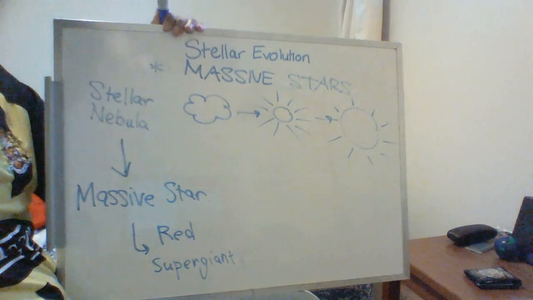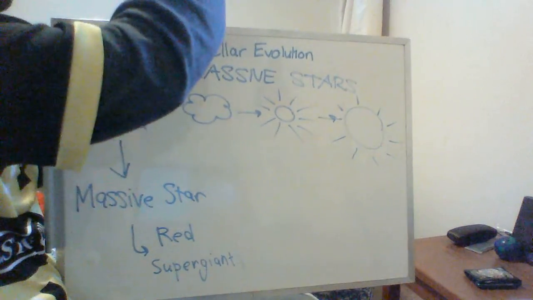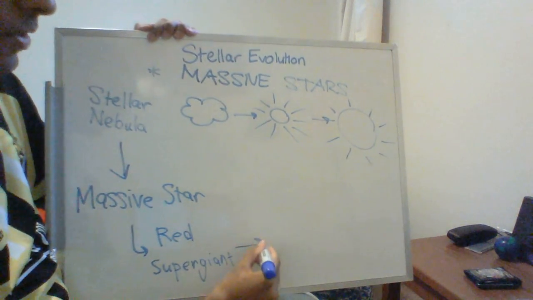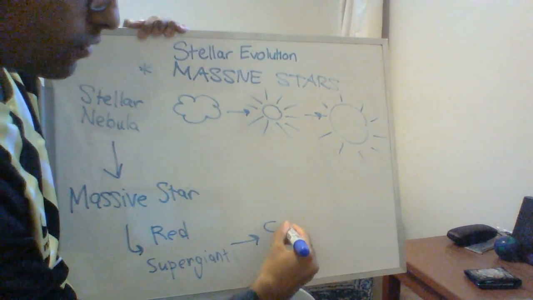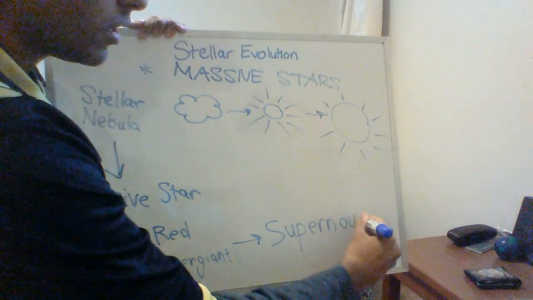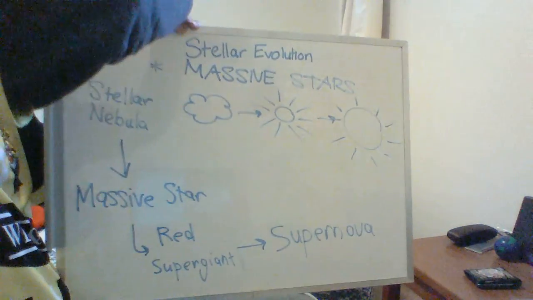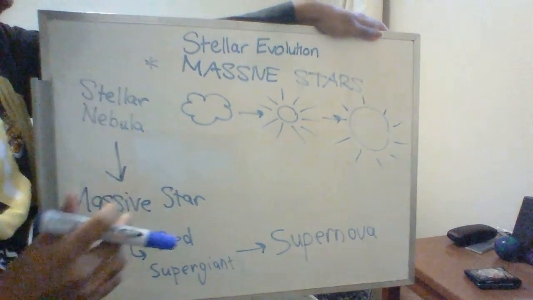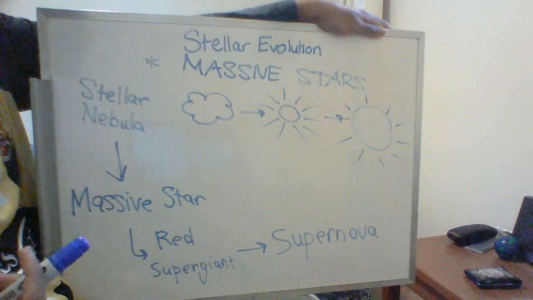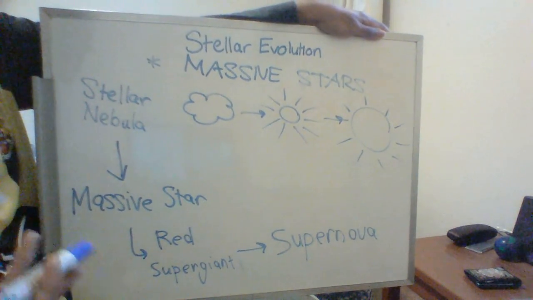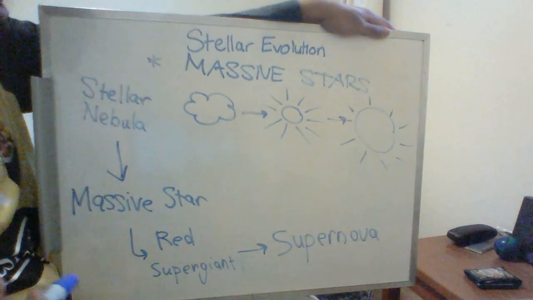And so instead of going from a red giant or a red supergiant to a white dwarf with just a planetary nebula in the middle, they result in what is called a supernova, which is a word that all of you have heard before. So basically a supernova is a huge explosion. It's one of the most violent explosions in the universe, and basically it's the death of a very massive star.